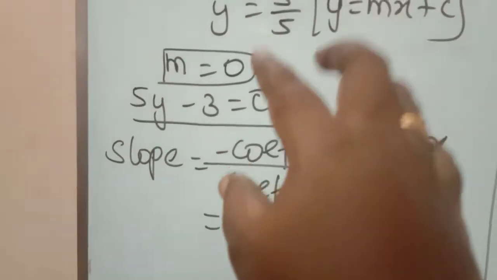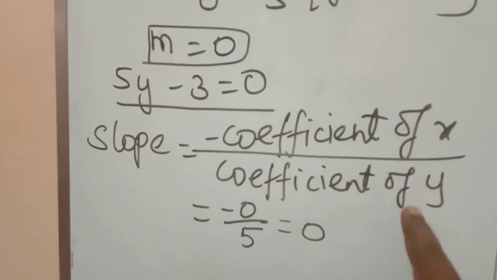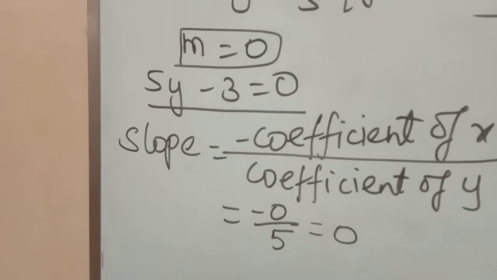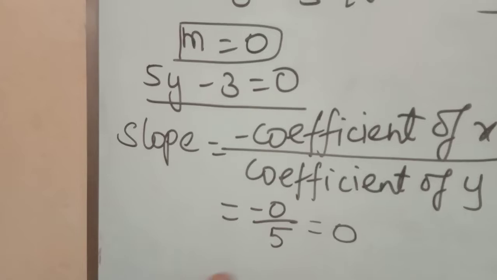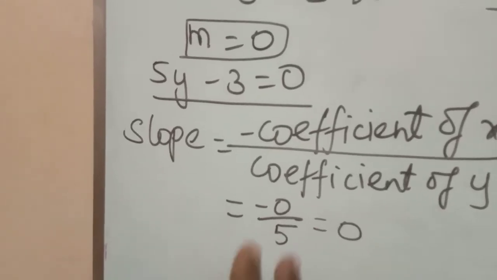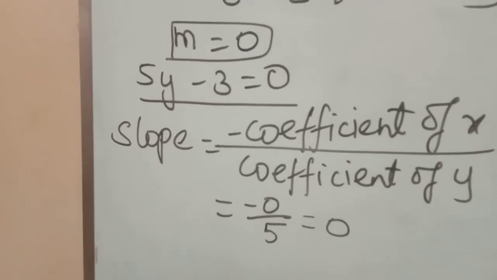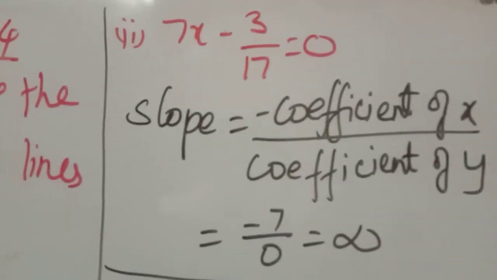So if equation is given, to find the slope, the formula is minus coefficient of x by coefficient of y. In that case, kindly keep it in mind that both x and y should be in the same side. Don't bother about a constant. If it is with the same side or in the opposite side, no problem. But x and y should be in the same side. Confirm that. Okay. Next, 7x minus 3 by 17 is equal to 0.